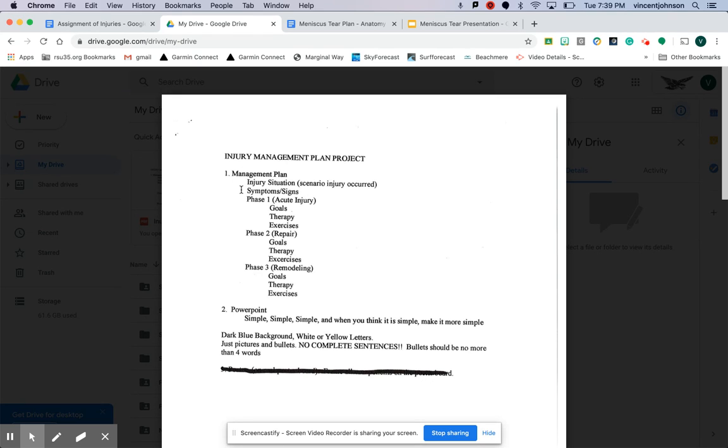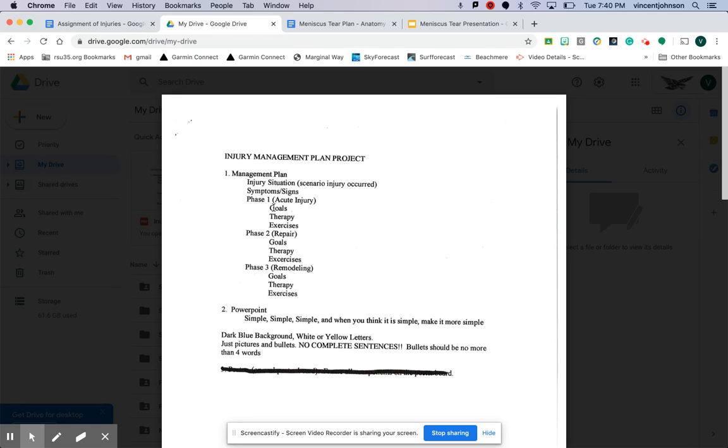And then you're going to build 3 phases. And you need to think of the phases as timing. So phase 1 is 24 to 48 hours after the injury. Phase 2 is 2 to 4 weeks after the injury, and phase 3 is a month to 3 months outside of when the injury occurred.